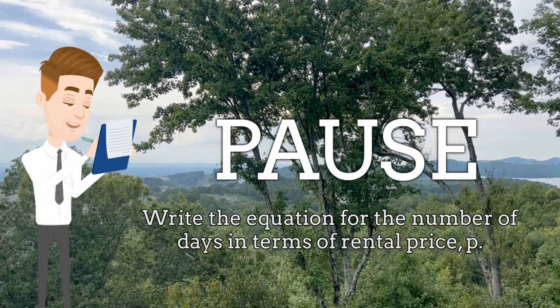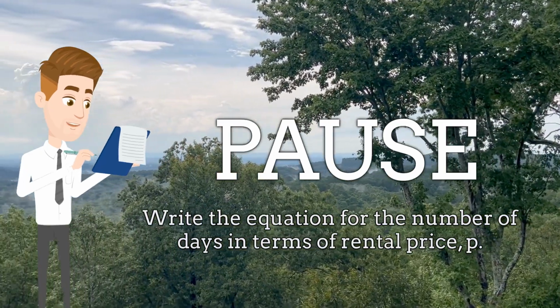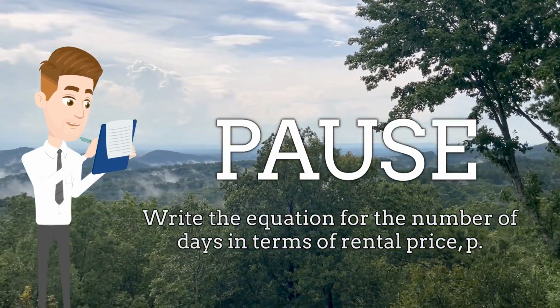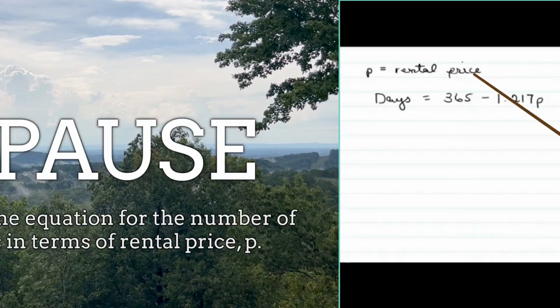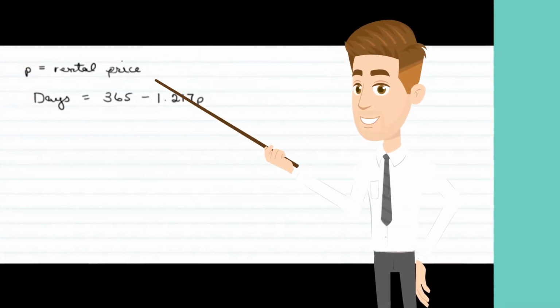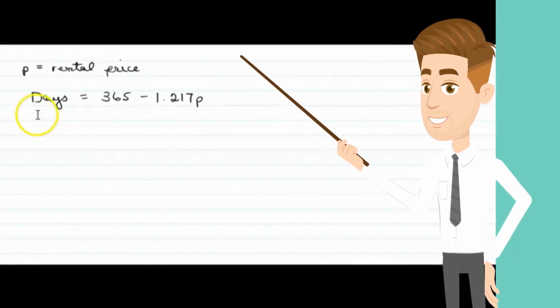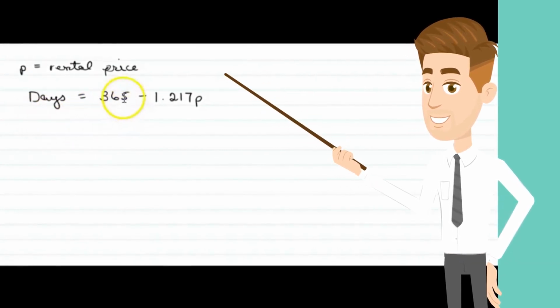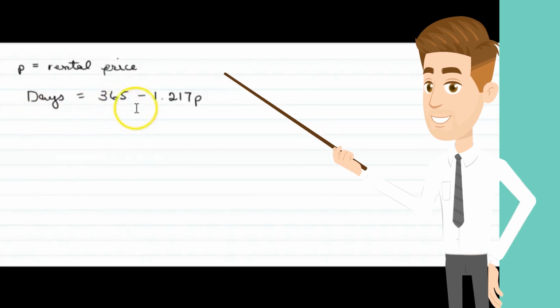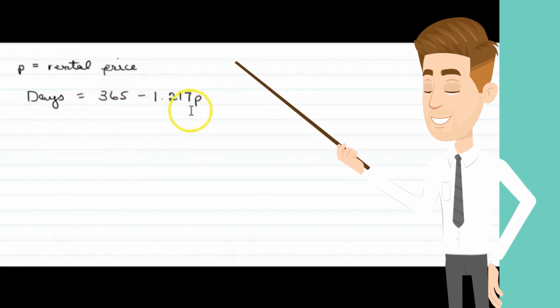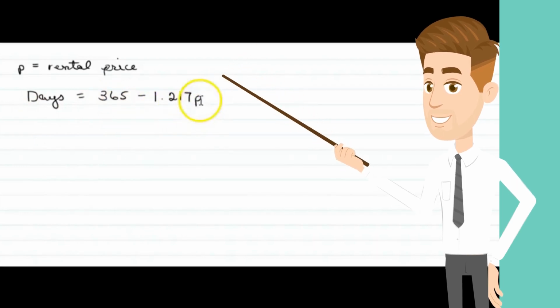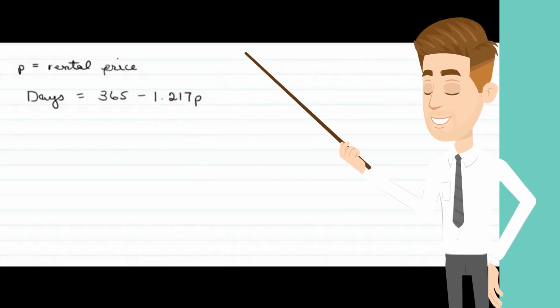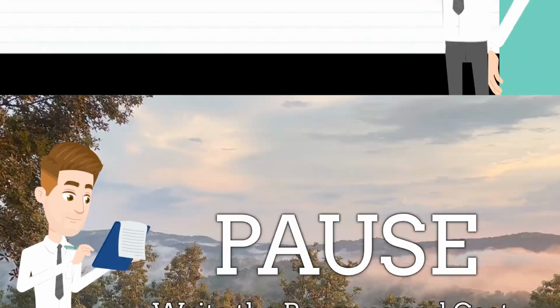Now pause the video, write the equation for the number of days in terms of rental price, P. By letting P be the rental price, we can write an equation for the number of days. The days is equal to 365, the number of days in a year, minus 1.217 times the price. Multiplying by the price gives us the number of days we're going to lose, and when we subtract it from 365, that gives us the number of days we are going to be able to rent this house.